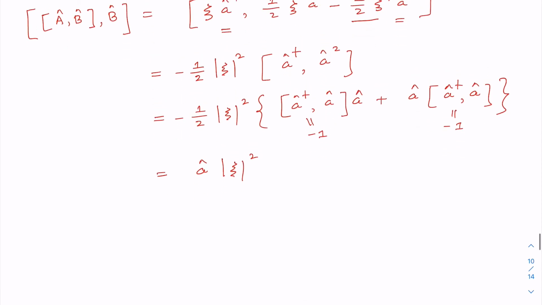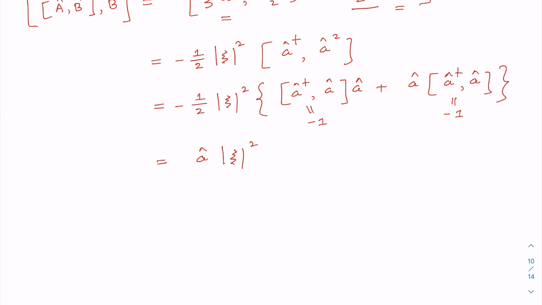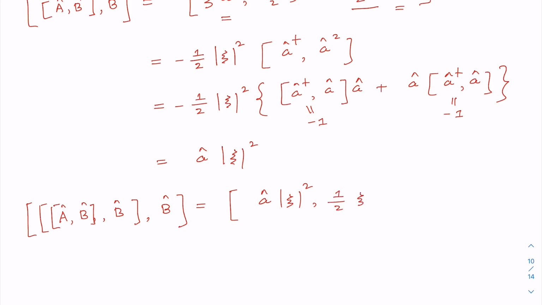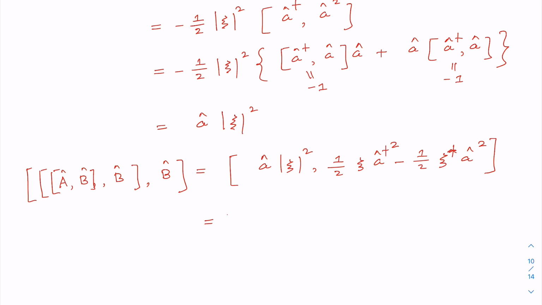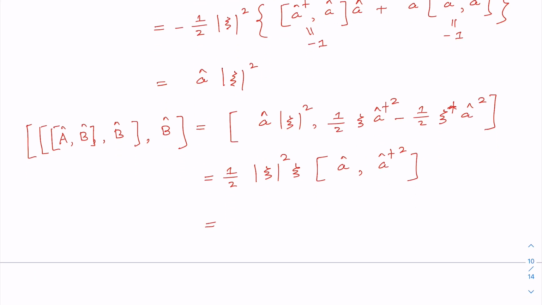So therefore I will have it as simply a mod ξ square. Okay, so let me work out another term, that would be the commutator of [[A,B],B] with B. This already we know, the commutator of this whole thing with the operator B, let us work it out. This would be a mod ξ square, and here B is half ξ a dagger square minus half ξ star a square. So I will get it as half mod ξ square ξ [a, a dagger square], and this will give me mod ξ square ξ a dagger.